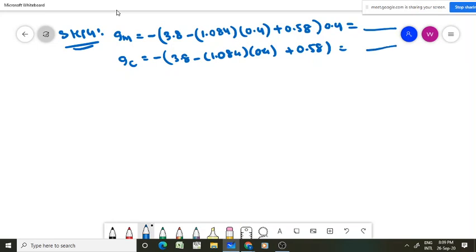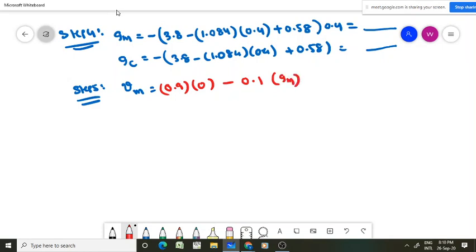So we are getting the GM and GC values. Once we have the GM and GC values, next go to step 5 where we are updating the velocity. So Vm equal to gamma, that is 0.9, into Vm, minus eta 0.1 into Gm. This Gm value is coming from here. Is it okay now?